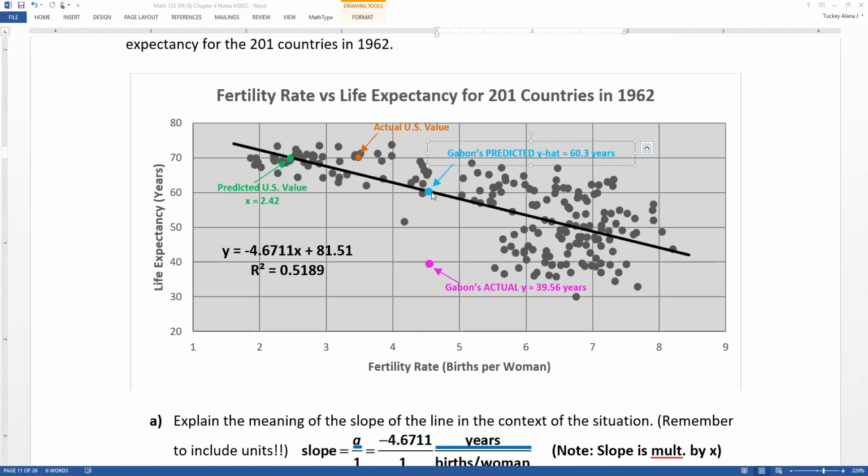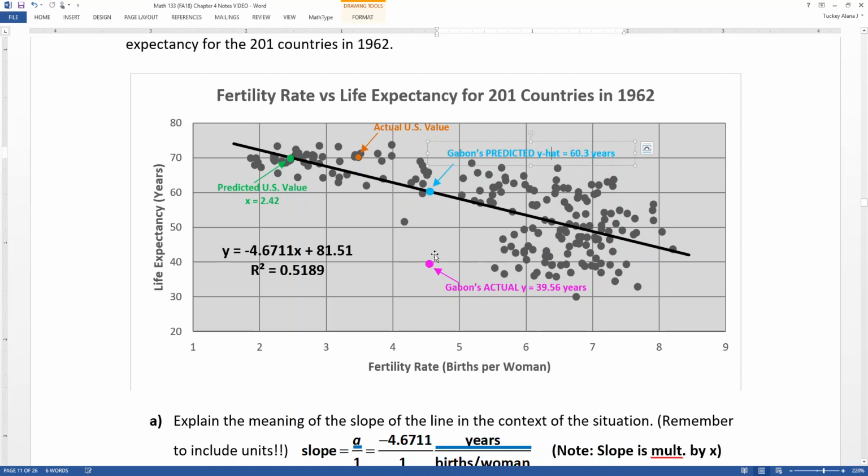There we have it. So Gabon's predicted y hat. The y hat is the predictions. The hats are the ones that are on the line, and the y values are the ones that are the dots. So the predicted y hat, which is straight up from that pink dot, so a vertical line straight up, that is 60.3 years. Is what we just found.